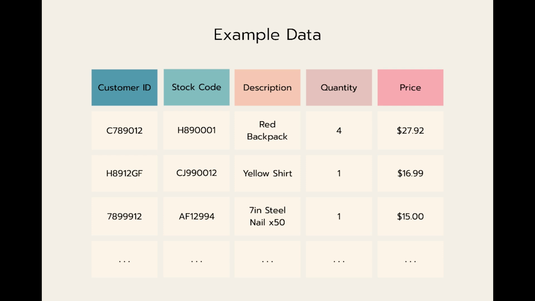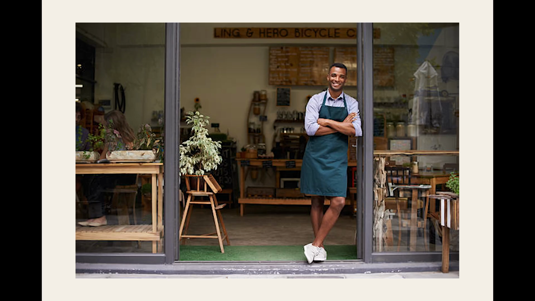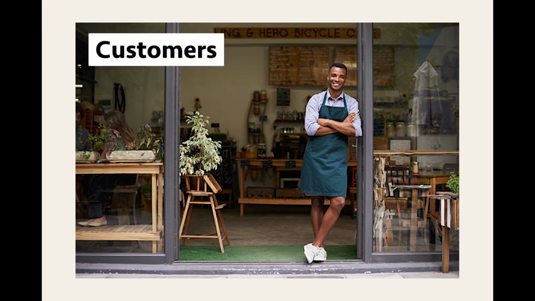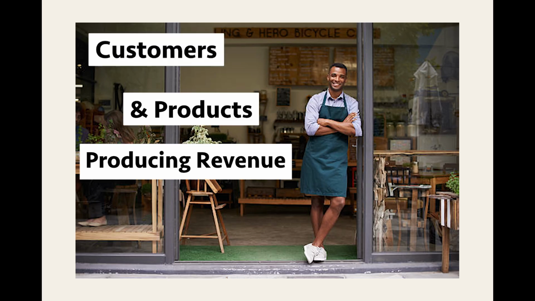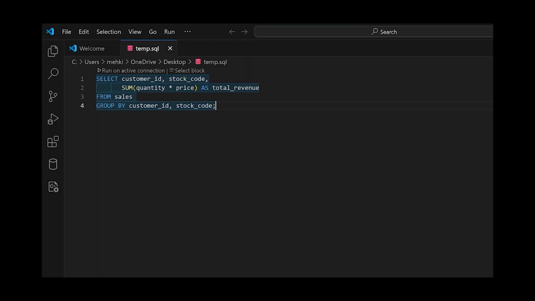into main memory. For this example, let's say that I'm a store owner, and I want to find which customers and products are producing the most revenue for the store. So I would write a query like this one. This query outputs a table containing customer ID, the stock code for the item they ordered, and an aggregate function that takes the quantity purchased and multiplies it by the price of the item, which calculates the total revenue for the sales of this item to this customer.